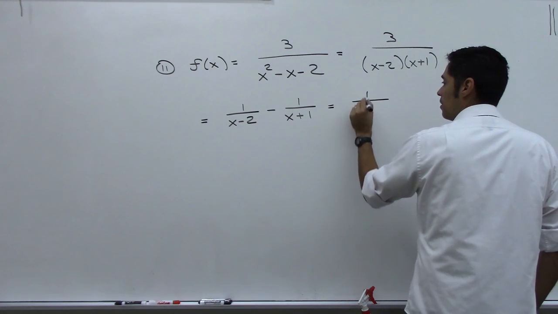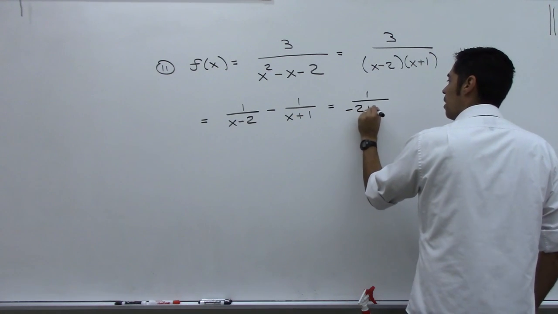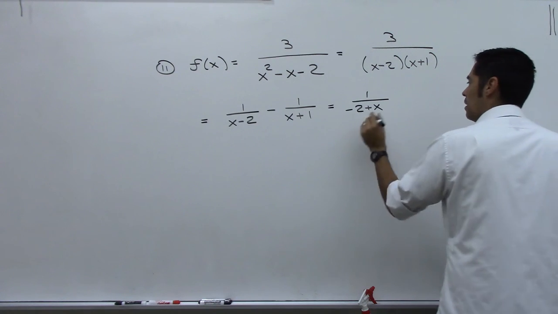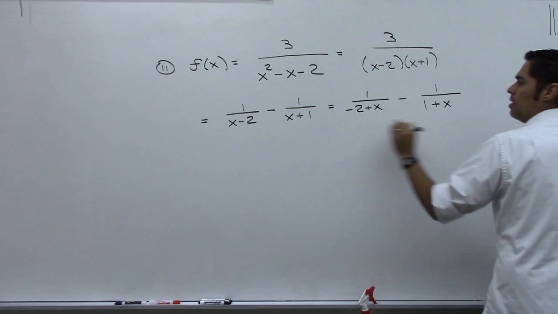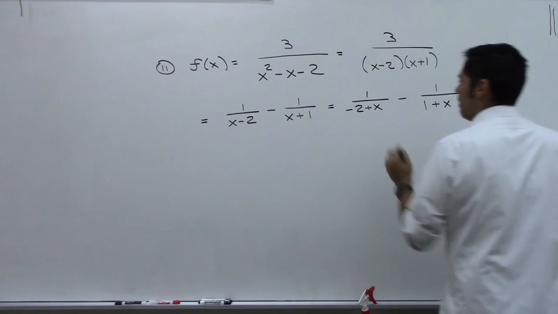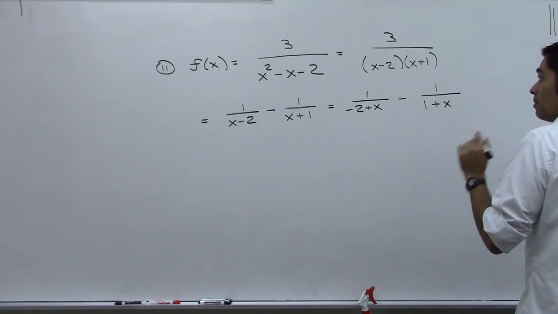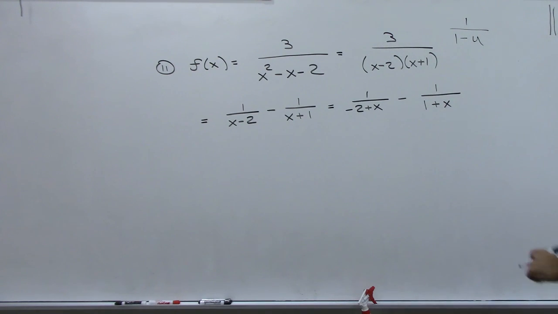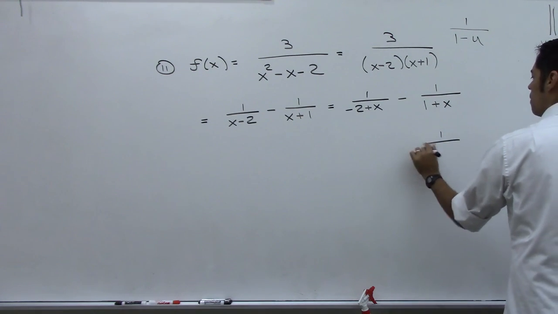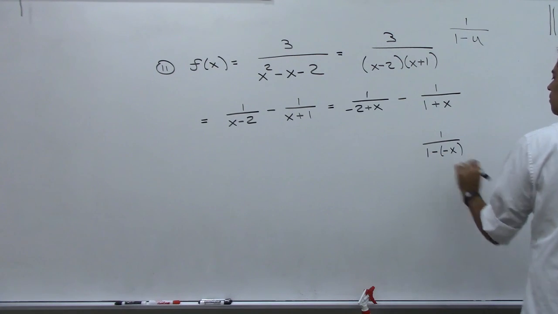How about I write it like this? Negative 2 plus x. The other one, minus 1 over 1 plus x. So just flip these over, flip those over. And remember, I'm trying to get it to look like 1 over 1 minus u. So this one should be easy. This one's 1 over 1 minus negative x.